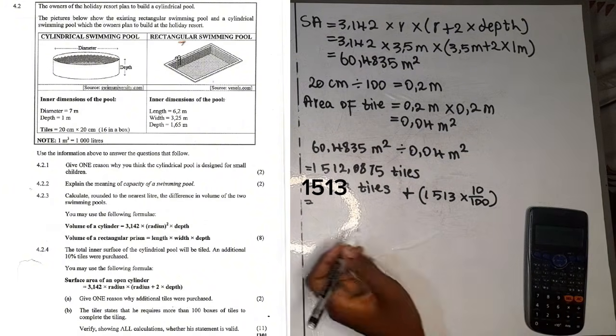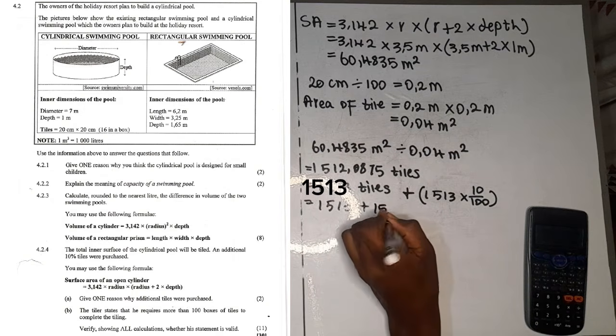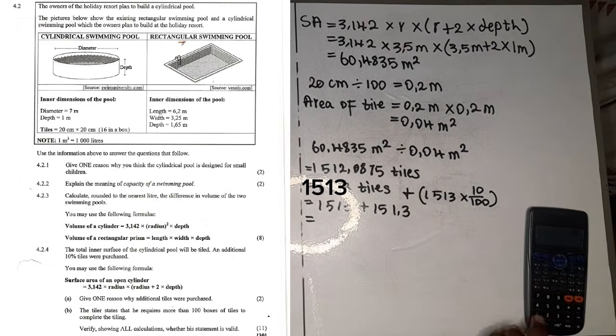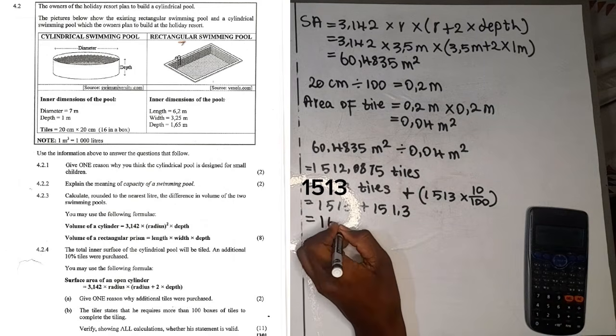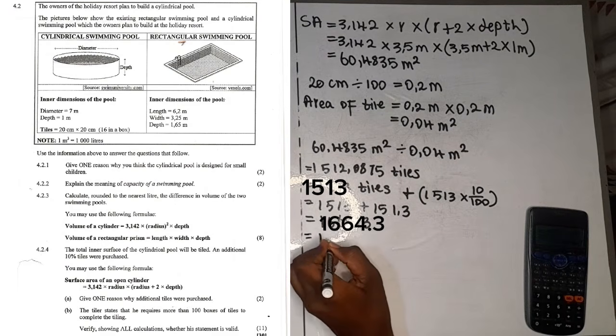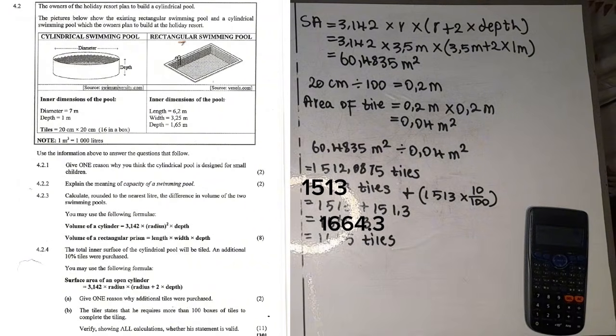So it's 1513 plus 10%, which is 151.3. We're going to add these two together, and it gives us a total of 1664.3 tiles, which means it's going to be 1665 tiles. We round up because we are talking about tiles. Always when we talk about tiles, we round up. Okay, so that means that 1665 tiles were purchased or have to be purchased.